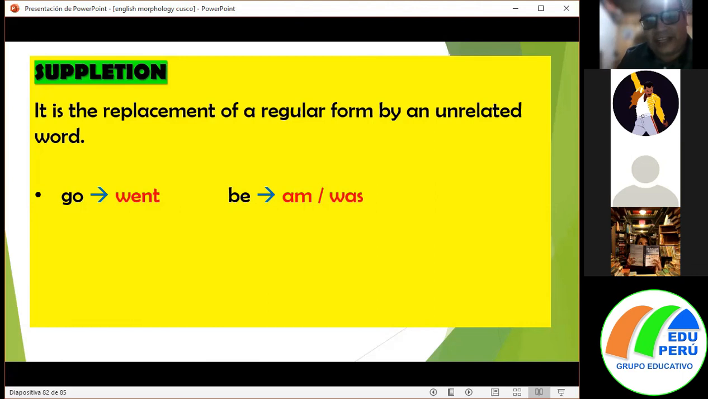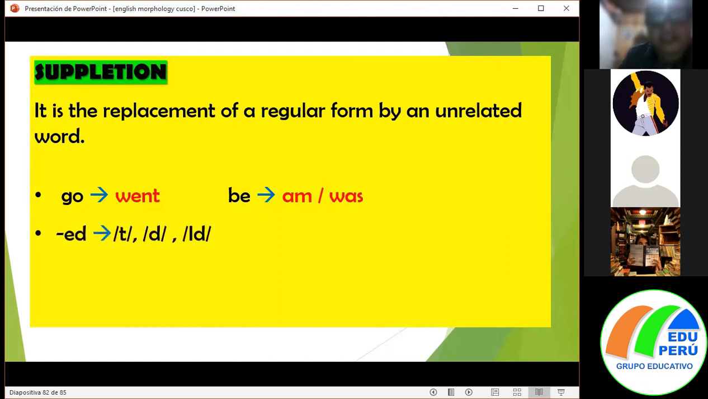Notice you replace the regular form, because the regular is -ed. But here you don't use the -ed. You change completely the word. So this is suppletion. Go, went. Or be: be, is, are. In the past, was, were. Notice you are changing completely from the base word, that is be. It is changed in the present and past simple. So we call this suppletion.